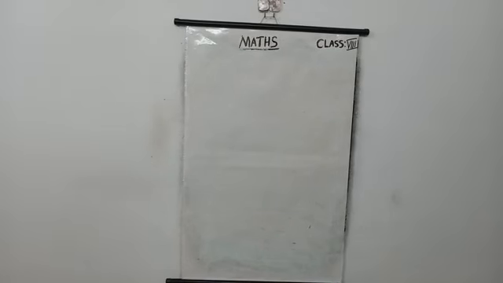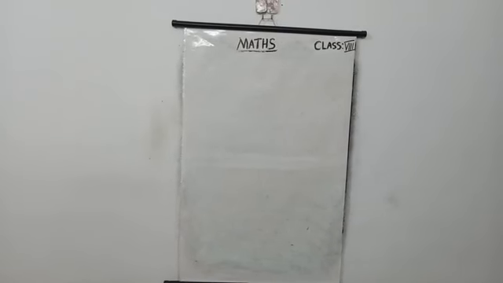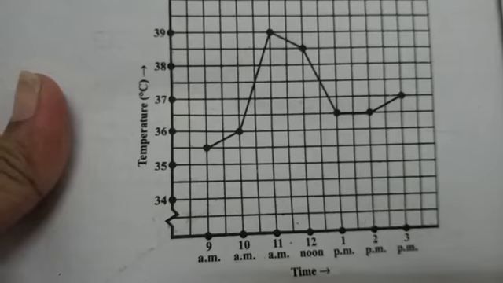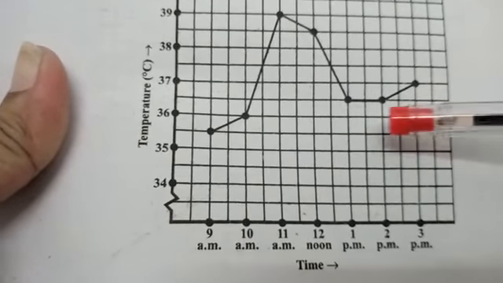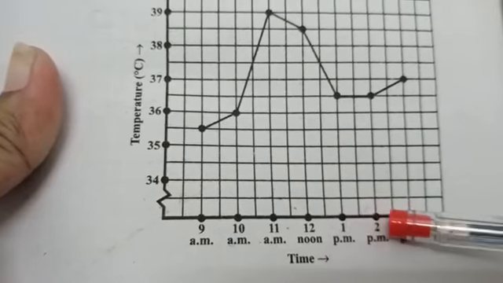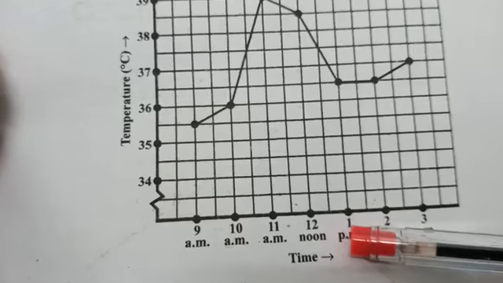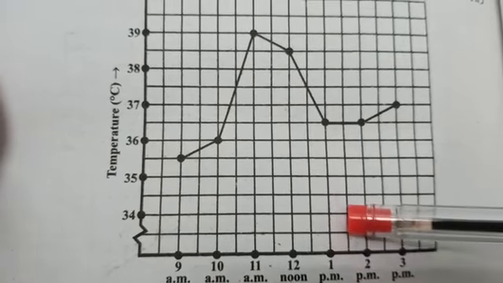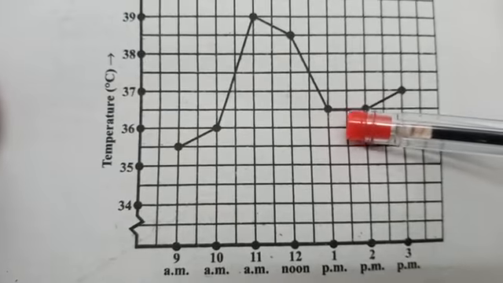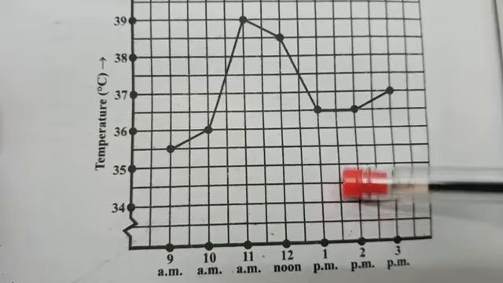Next, question D. What was the temperature at 1:30 p.m.? How did you arrive at your answer? The question is what was the temperature at 1:30 p.m. So 1:30 p.m. is between 1 p.m. and 2 p.m. That is this portion, and this is the middle. So this is representing 1:30 p.m.